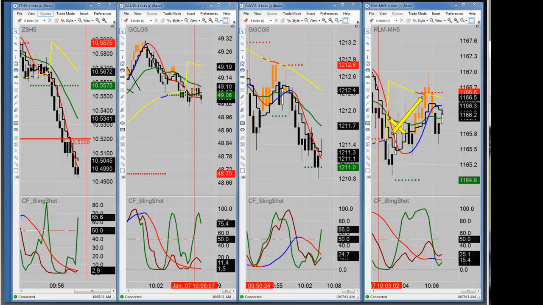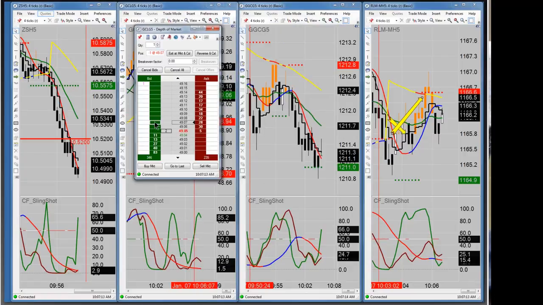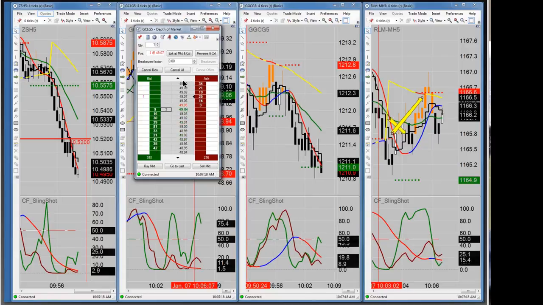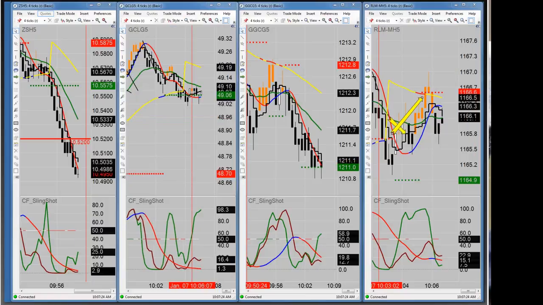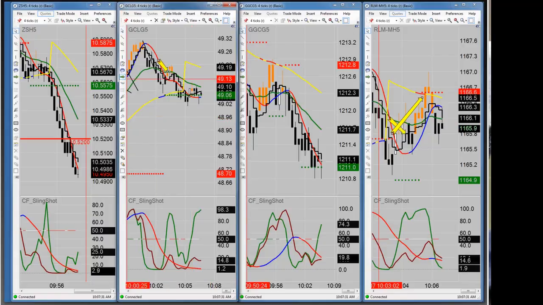I'm short the crude again. Stop at break even. And flat the crude. Okay. I took 5 ticks on this move. Break even on this one.